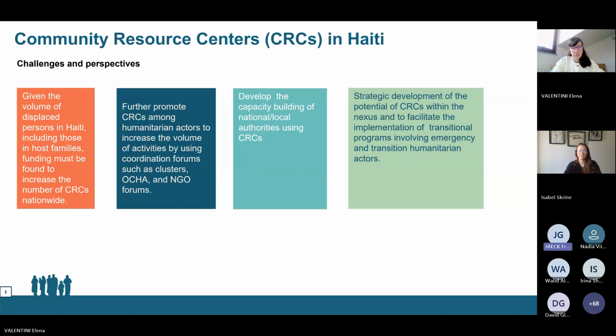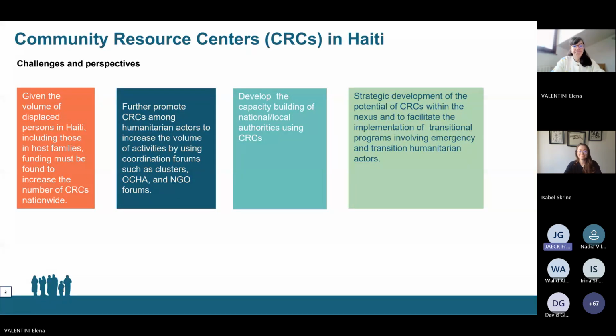So we'd like to be able to de-silo this and change this. And from our perspective, adopting the ABA in such a situation where there are transit centers, IDP sites, and host communities would be quite helpful at that level. We would want to also promote the CRCs among humanitarian actors to increase the volume of activities in the CRCs, and we would do this through coordination and advocacy through the CCCM cluster, the various clusters, OCHA, and the NGO forum.